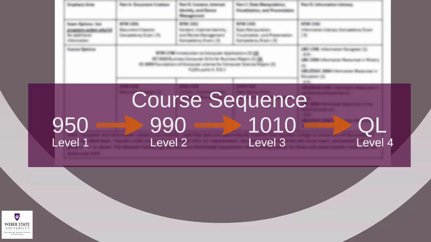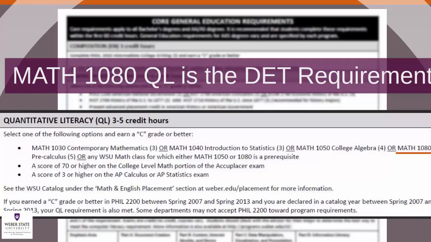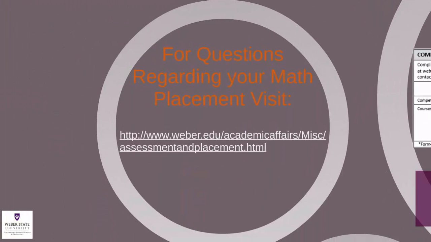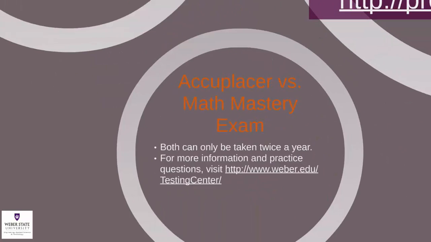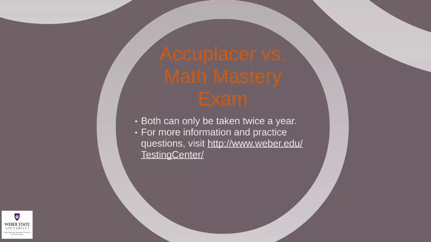Please note that Math 950, 990, and 1010 are considered developmental courses. The credits and grades earned in Math 950 and 990 do not count toward your overall credits for graduation or toward your GPA. Although Math 1010 is also a developmental course, its credits will work towards your overall credits and GPA. Also note that all classes must be passed with a C or better. If you have questions on your math placement, please see the Assessment and Placement Policy on the website shown on your screen.